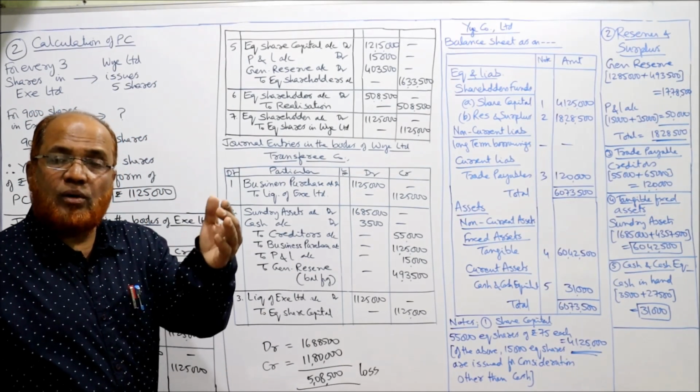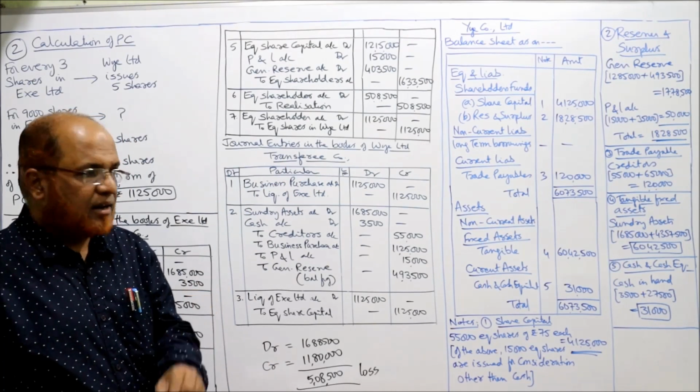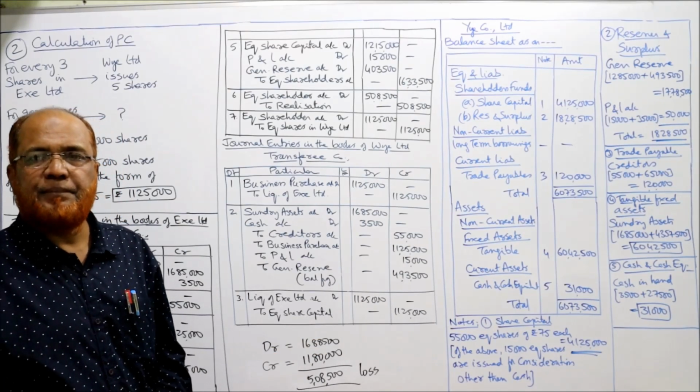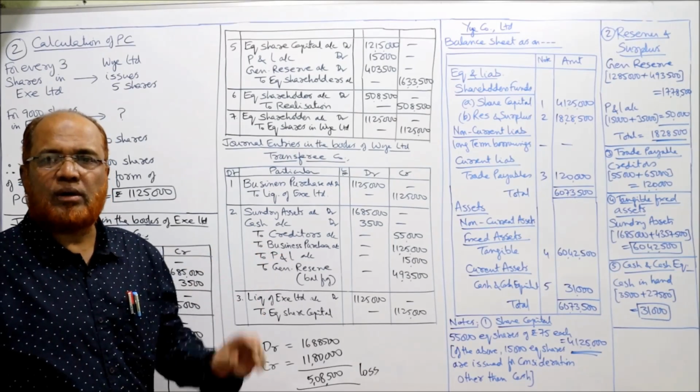अब ये जनरल रिजर्व में वेंडर कंपनी का जनरल रिजर्व भी आ गया. वेंडर कंपनी का जनरल रिजर्व भी इसमें एडजस्ट हो गया इन दिस. Now, being the assets and liabilities taken over.